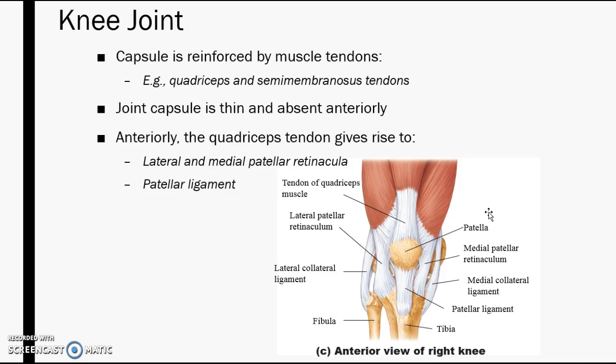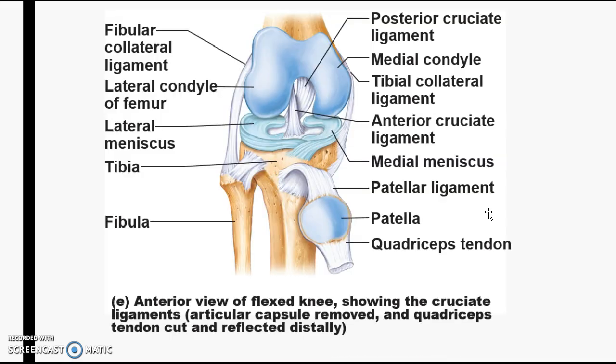Again, very complex. You can see the joint capsule is thin and absent anteriorly, and it really relies upon muscles and tendons to keep it stable. And more pictures of the inside. You can see the articular cartilage on the femur, as well as the anterior and posterior cruciate ligaments, and then the medial and lateral menisci. And then we also have some exterior collateral ligaments, the medial and lateral collateral ligaments, in addition to the interior ligaments.